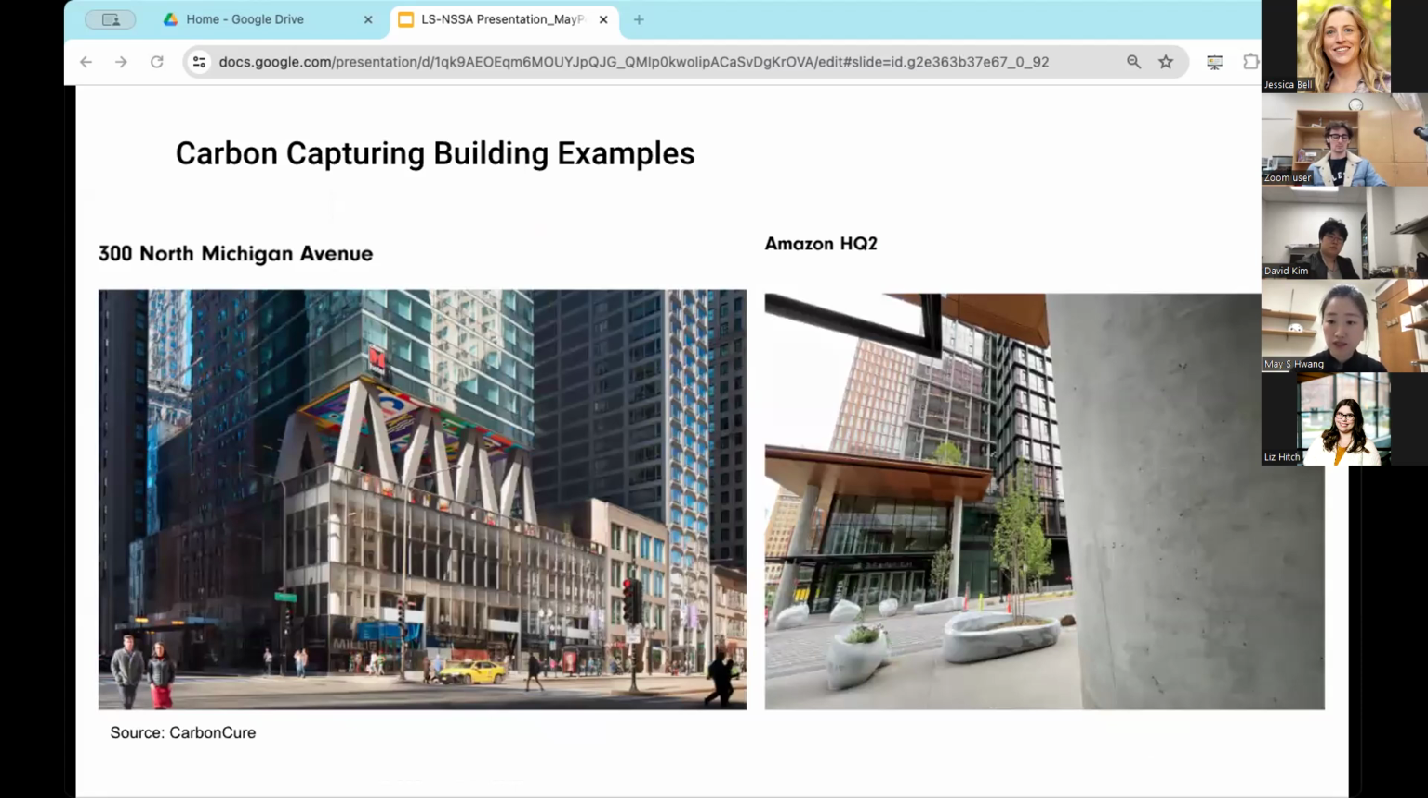A few examples that utilize this concrete can be seen nowadays in modern buildings as well. The high-rise building in Chicago, developed by Sterling Bay and Magellan Development Group, is one example. The Amazon headquarters in Arlington is another. And these examples all contribute to a 20% reduction in carbon footprint compared to the industry's baseline.